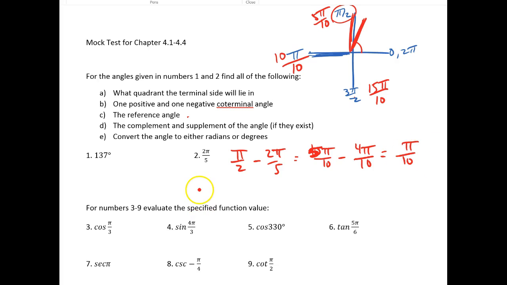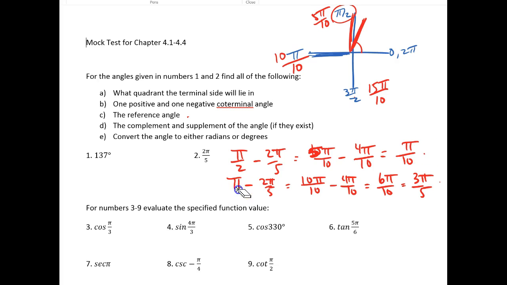Or if you need the supplement, instead of subtracting from pi over 2, you need to subtract from the whole 180, which is a pi. So I need to subtract from that to get the supplement. So common denominator math would be 10 pi over 10 minus 4 pi over 10. And I will get 6 pi over 10. Okay, so 3 pi over 5. So there's the complement, there's the supplement.